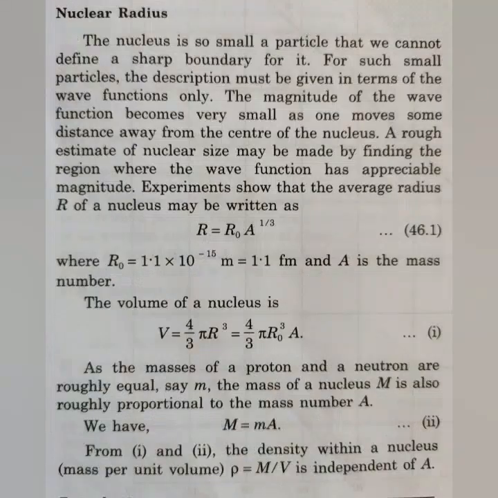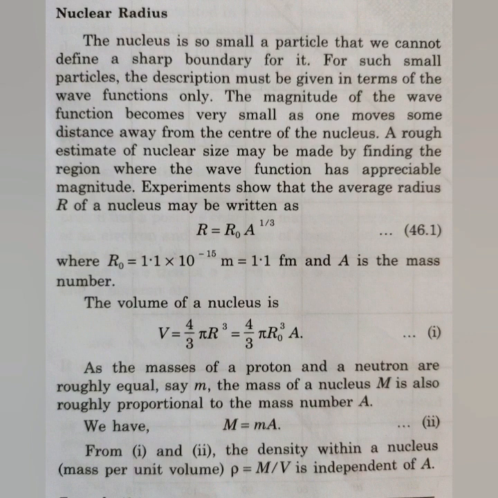Friends, our next topic is nuclear radius. We know nuclei are so small that we cannot see them with our naked eyes. So the description of these particles is given by wave functions. The magnitude of wave functions becomes very small when particles move away from the nucleus. An experiment was conducted by scientists to find the radius of the nucleus, and a formula was derived.